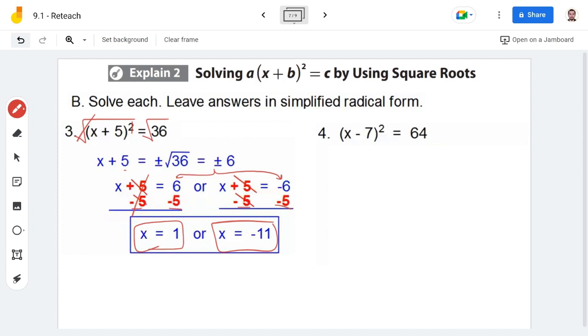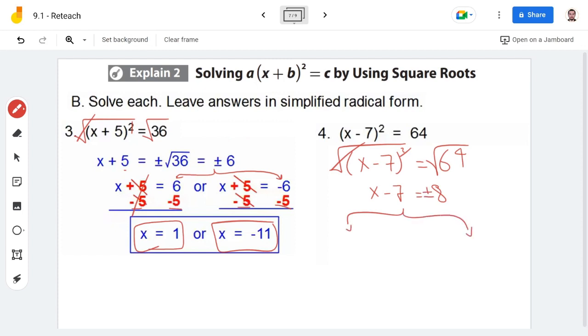Look at this one here. The first step, we take the square root of both sides: square root here, and the square root of 64. Now the square root cancels, so it remains x minus 7 equals, what's the square root of 64? It's 8. Now we have two solutions. Don't forget positive and negative.